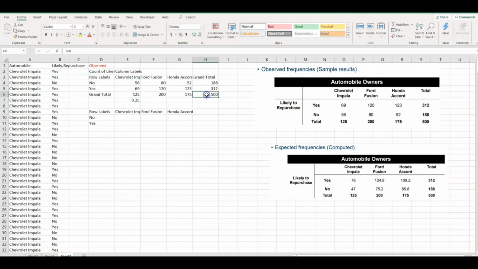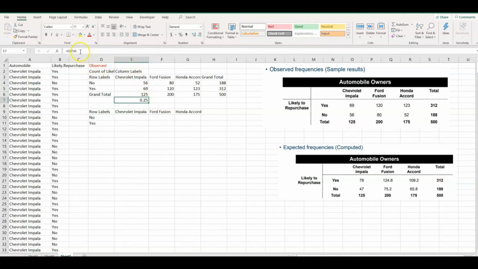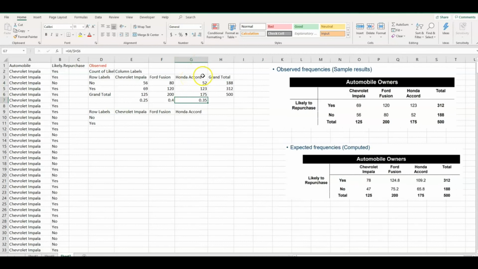So if we have 500 people surveyed, 25% from Chevy, and let's use dollar signs to fix the range. Then we just copy and paste. So 25% for the first type of car, 40% for the second type, and 35% for the last, the Honda, the third brand.